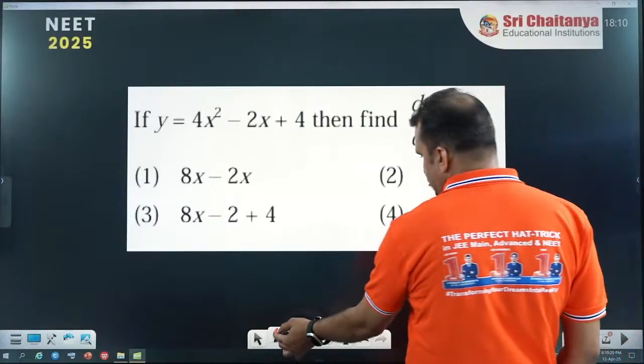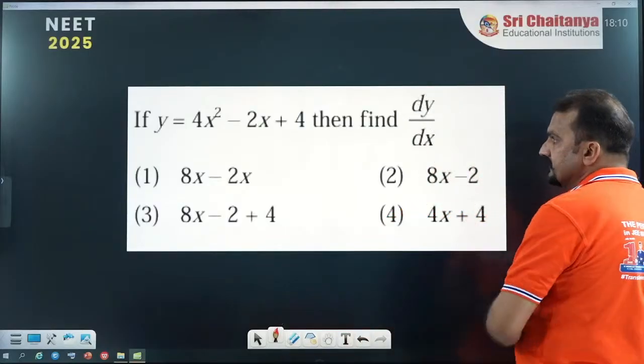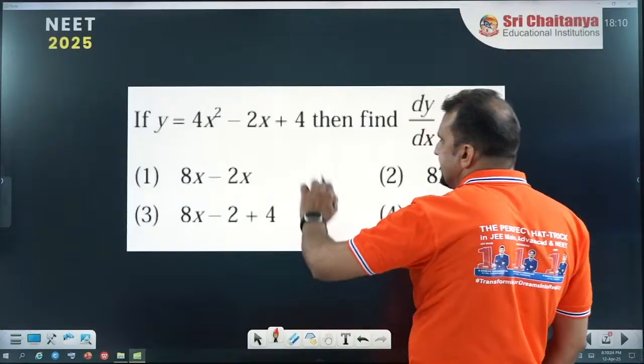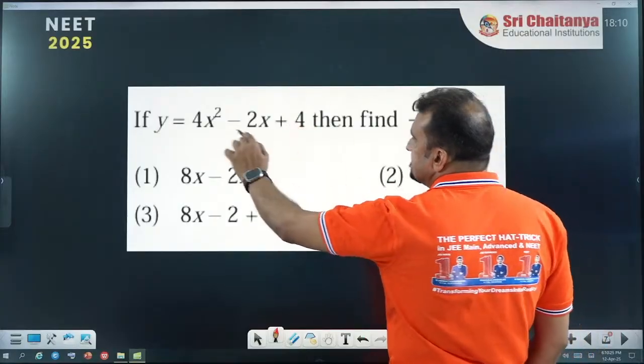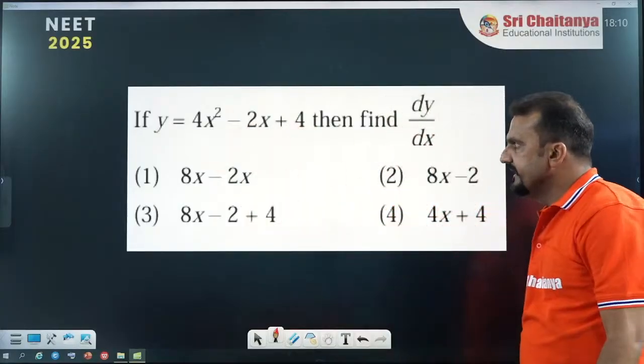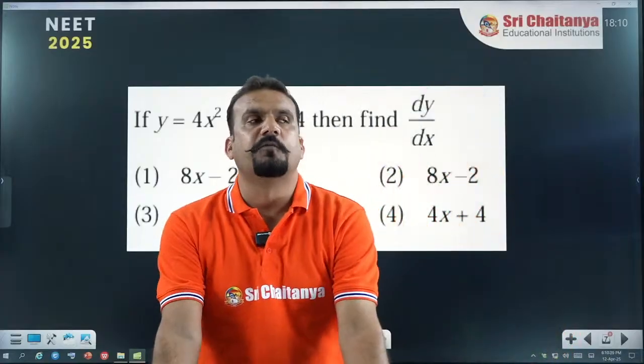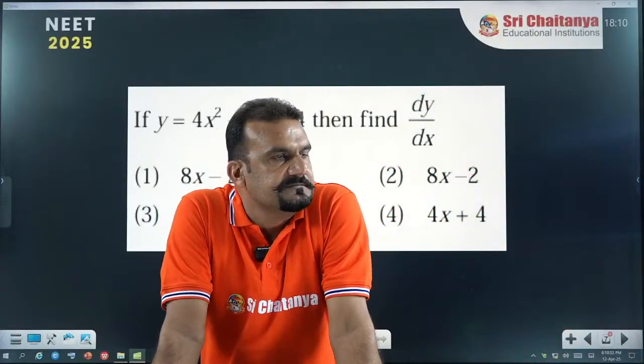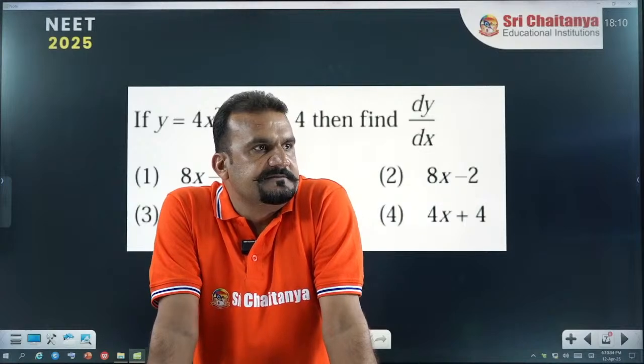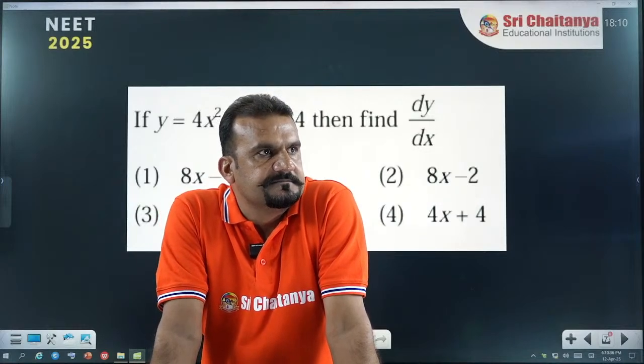Here which rule should be applied? First one, subtraction form is there, plus form is there, square form is there. So in that case, how to perform this differentiation? Yes, right, in comment box. What is the answer?